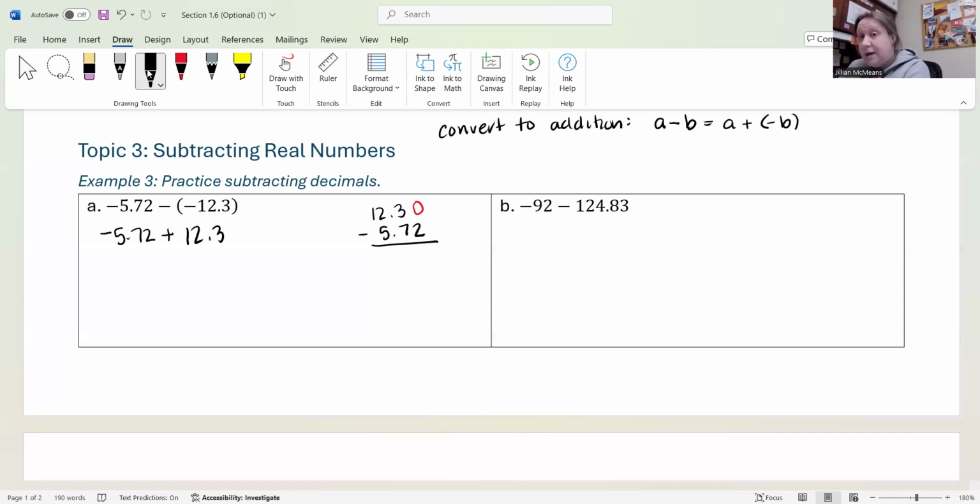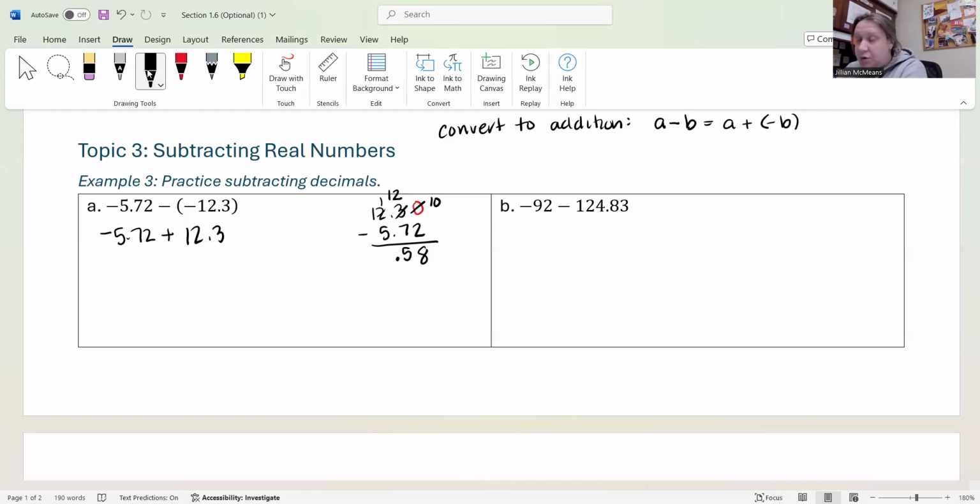So it turns out I cannot take 2 from 0, but I can borrow from the 3. 3 becomes a 2, 0 becomes a 10. 10 minus 2 is 8. I cannot take 7 from 2, so I have to borrow again. The first 2 that we borrow from becomes a 1, and then the second 2 becomes a 12. 12 minus 7 is 5. Go ahead and drop down your decimal point.